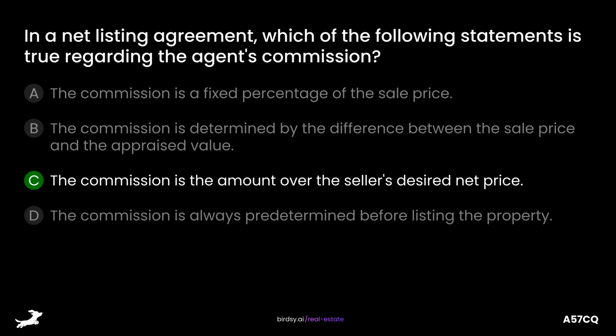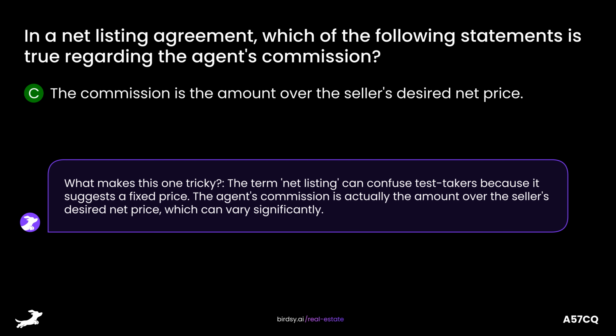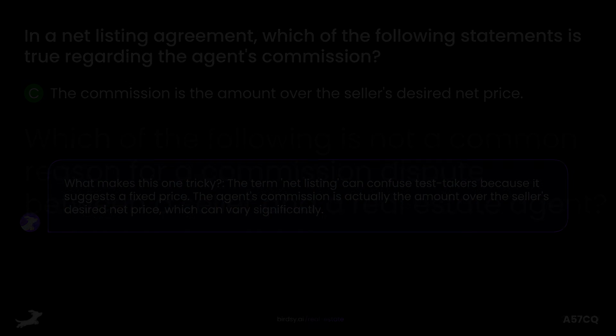The answer is C. The commission is the amount over the seller's desired net price. What makes this one tricky? The term net listing can confuse test takers because it suggests a fixed price. The agent's commission is actually the amount over the seller's desired net price, which can vary significantly.